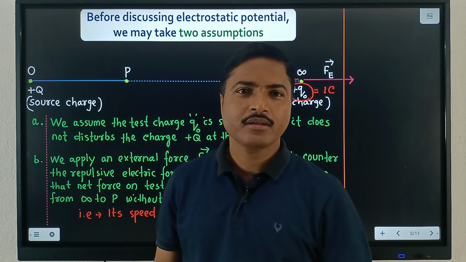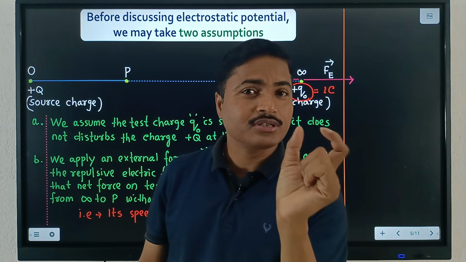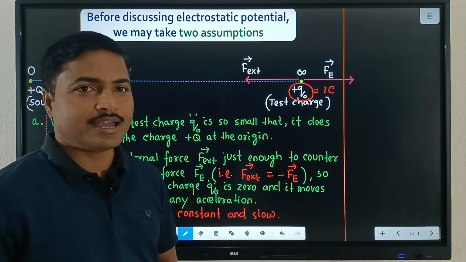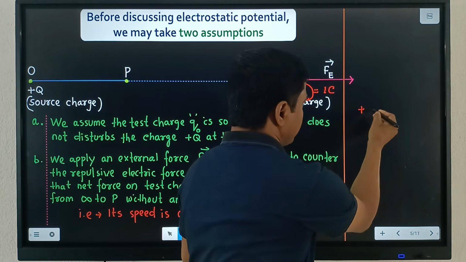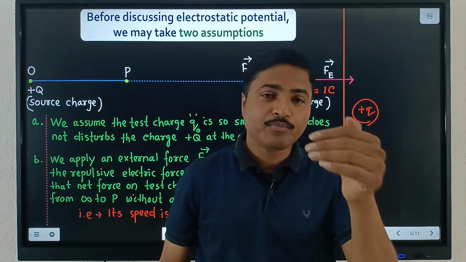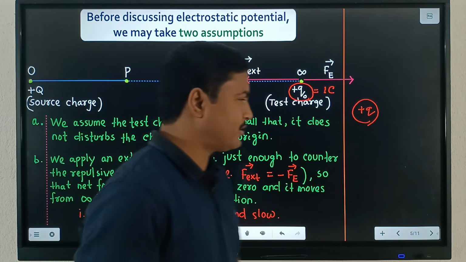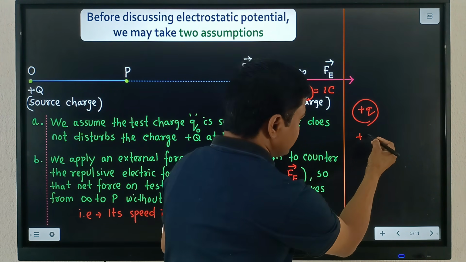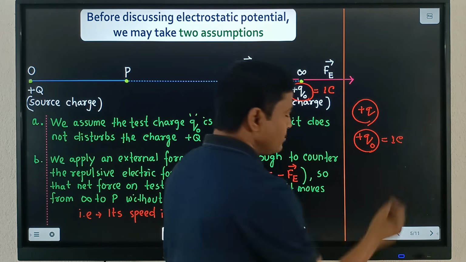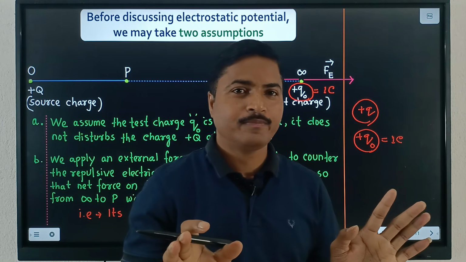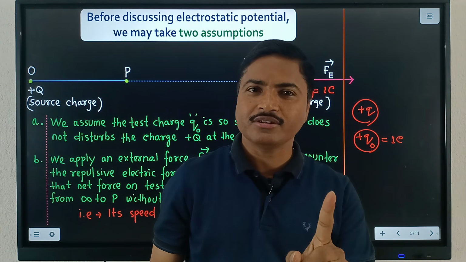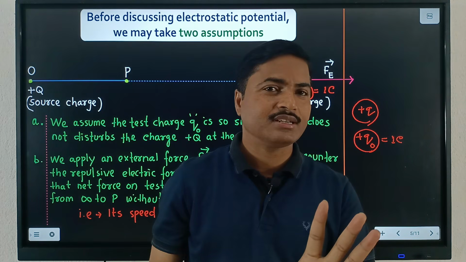Once again, in the case of electrostatic potential energy, we take a test charge and we write it as plus Q. But in the case of electrostatic potential or electric potential, we take a unit positive test charge. We write it as plus Q0. Its magnitude is equal to 1 unit. Only this is the difference between electrostatic potential energy and electrostatic potential. Clear?